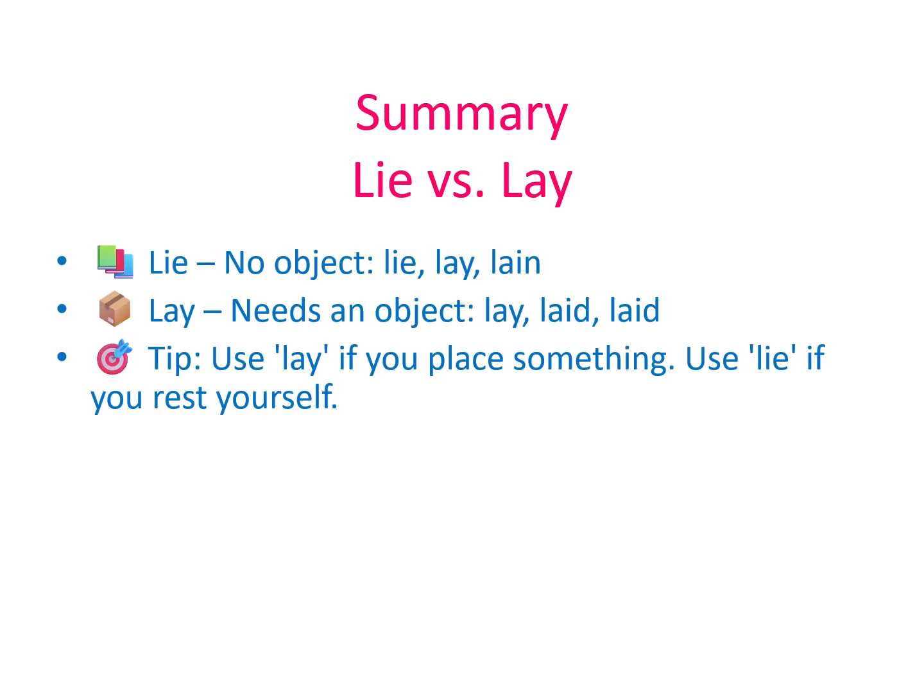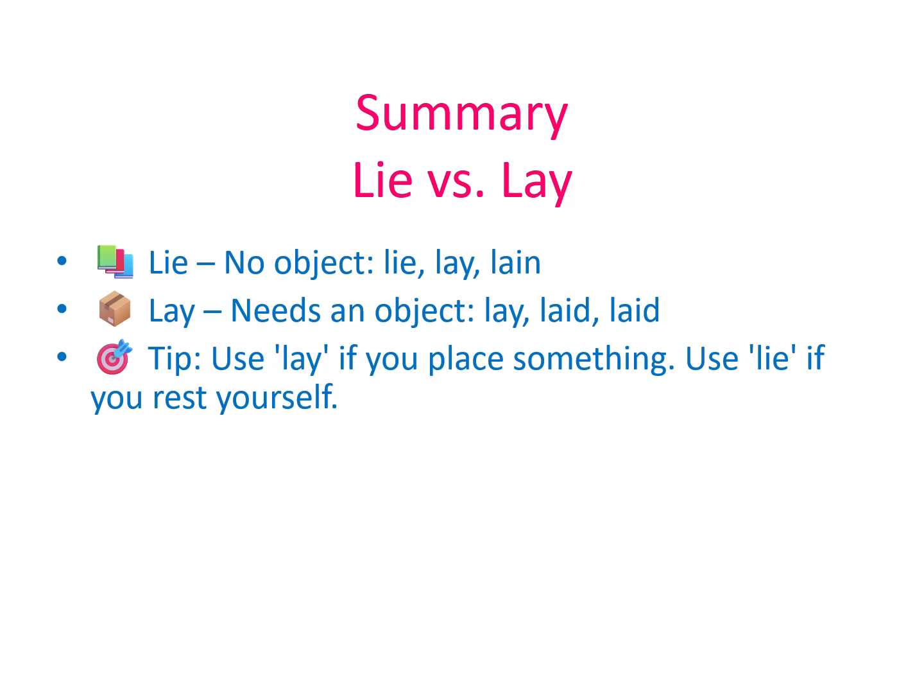Let's quickly go over everything we've learned so far. Lie is used when there's no object. You are just resting yourself. In the present, I lie on the bed. In the past, I lay on the bed. In the past participle, I have lain there.